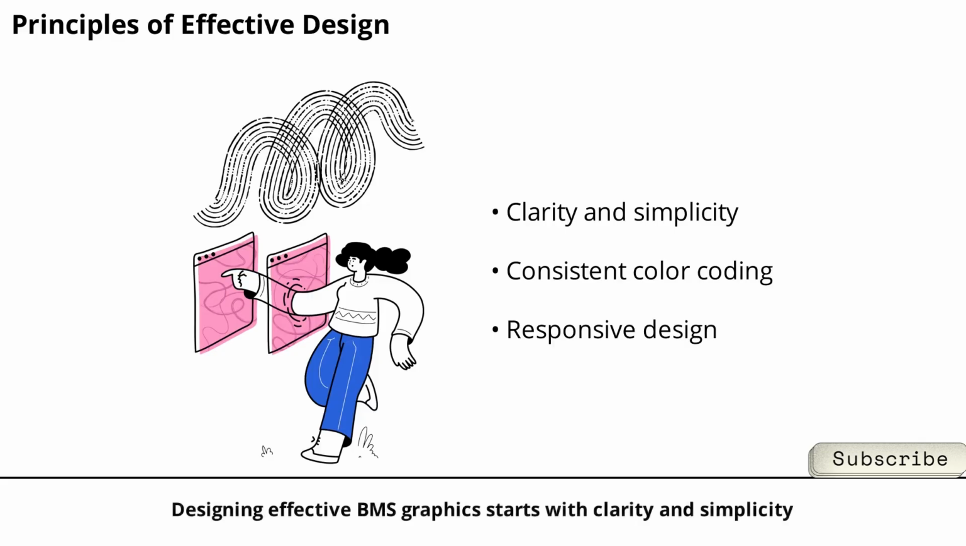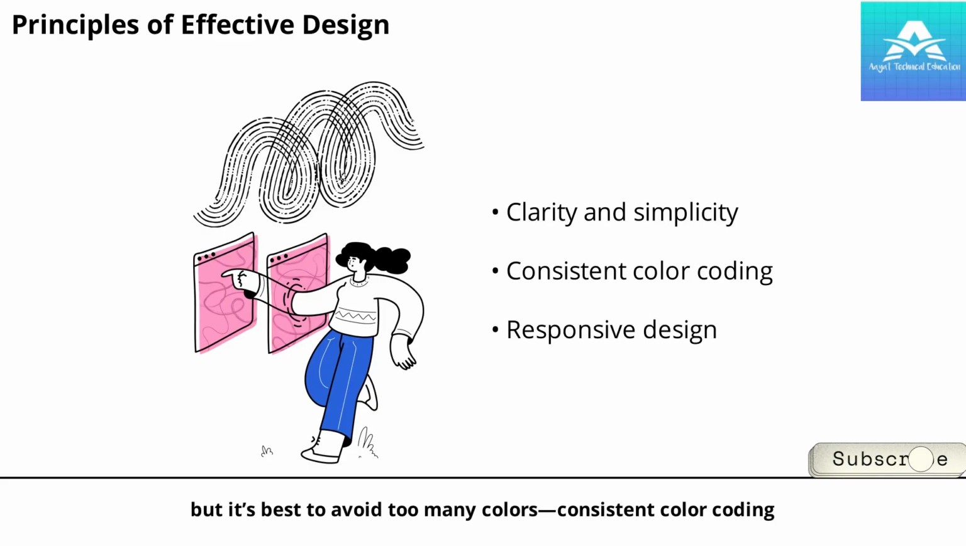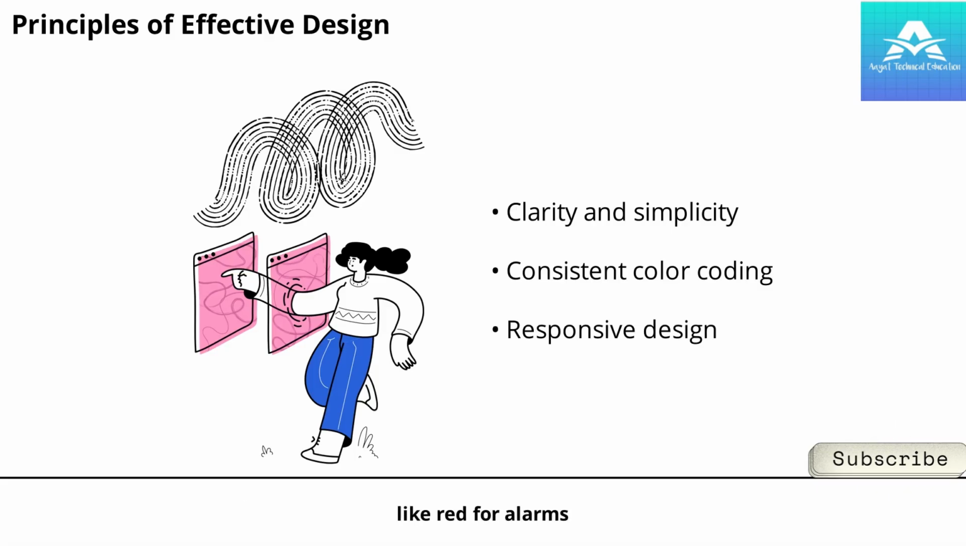Designing effective BMS graphics starts with clarity and simplicity. Clean layouts without clutter help users focus on what matters most. Important information should be prioritized using color and size, but it's best to avoid too many colors. Consistent color coding, like red for alarms, is key.